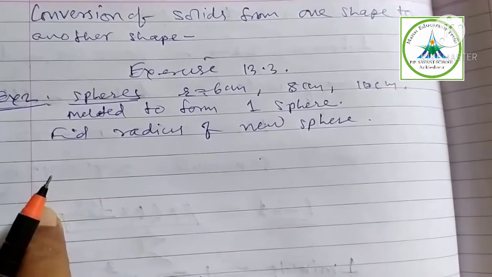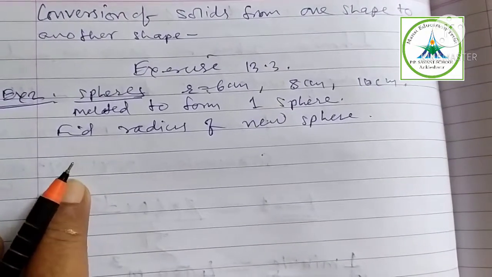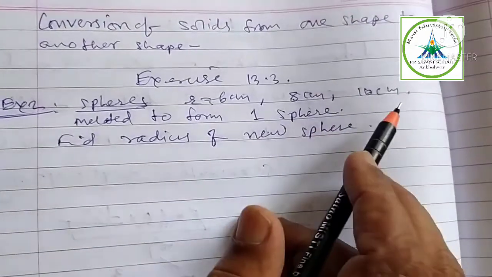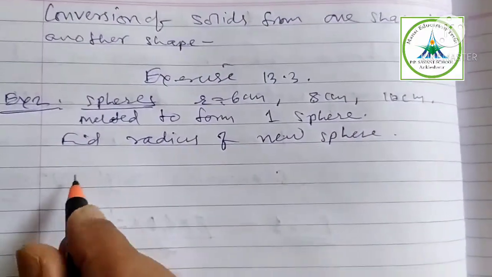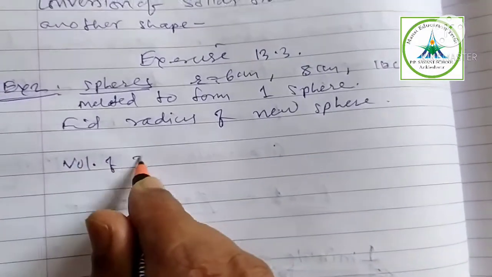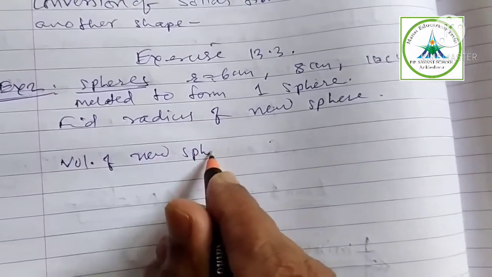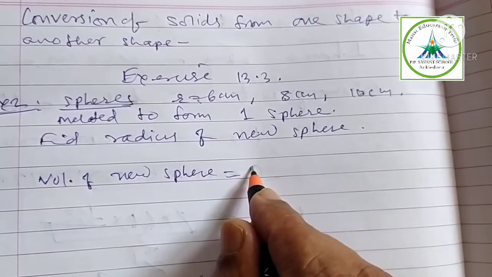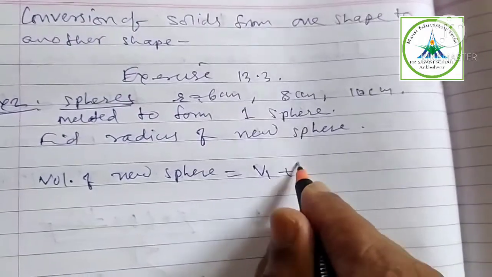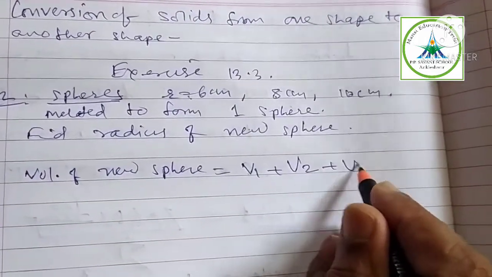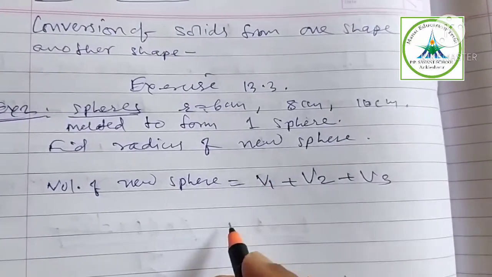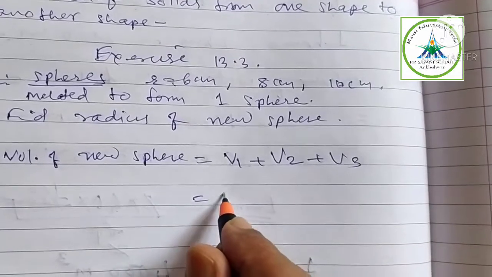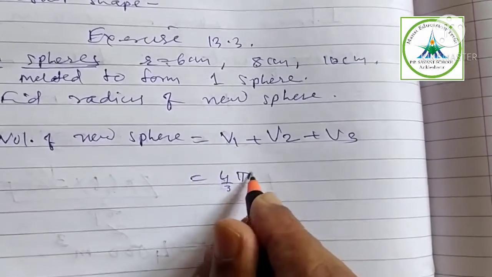Then what does it mean? Volume of the new sphere is equal to the volume of the first sphere plus the volume of the second sphere plus the volume of the third sphere. Yes or no? So we are writing: volume of new sphere equal to volume 1 plus volume 2 plus volume 3, right? Then see, what is the volume of sphere formula? You know it: 4 by 3 pi r cube.